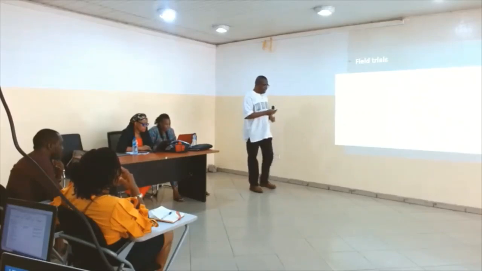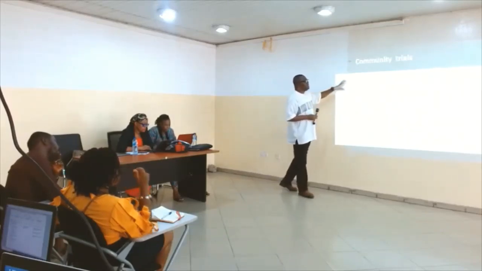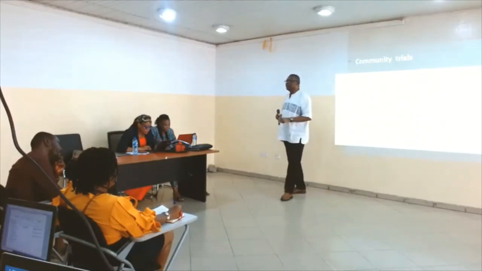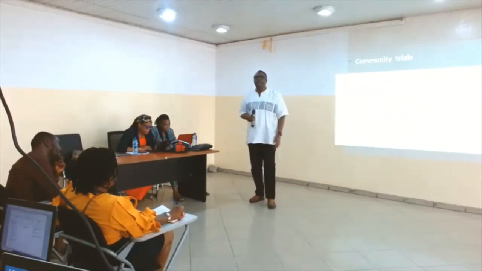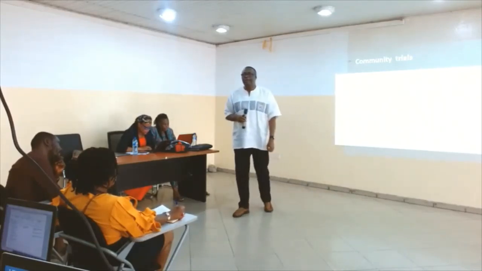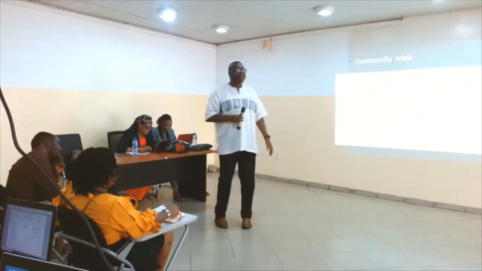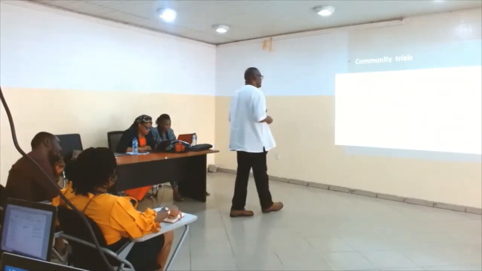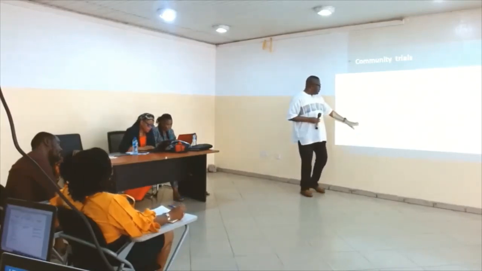Community trials. The difference between field trials and community trials is that in community trials, a community rather than an individual is the unit of measurement. But in field trials, the individual is the unit of measurement. So you can have one intervention community and one control community.